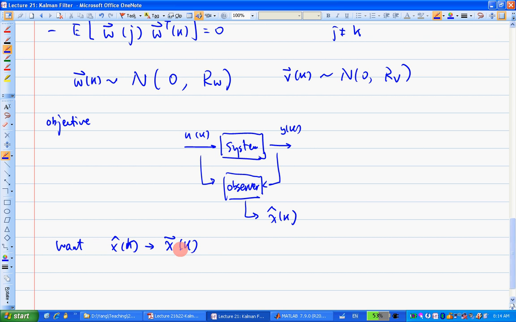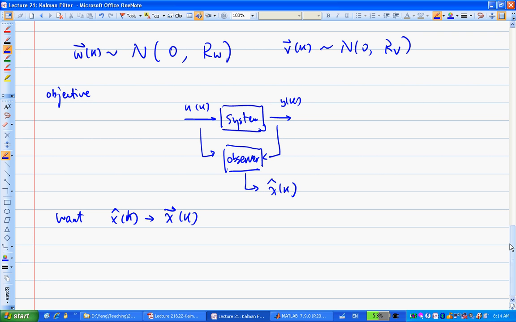Let's say x of k is maybe a 3. So the x hat of k, because of noise, is going to be a value around the 3, and there's a variance in that. So if you want x hat of k to be close to x of k, what do we need? We need to reduce the variance. If we can reduce the variance, then that's basically close to x of k here.